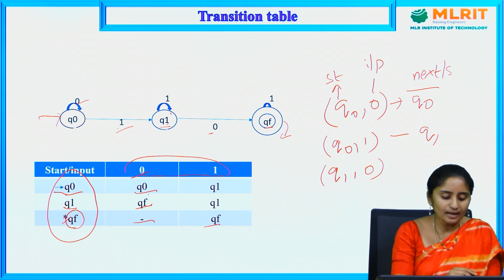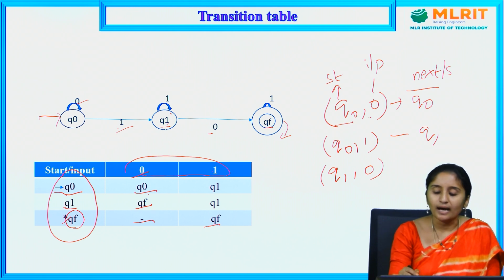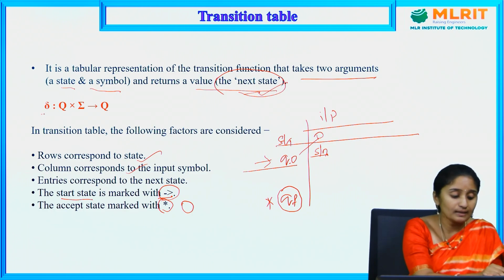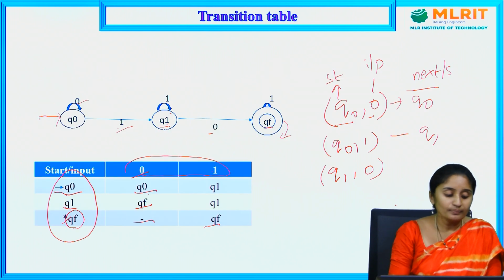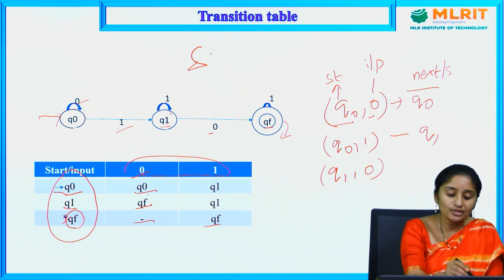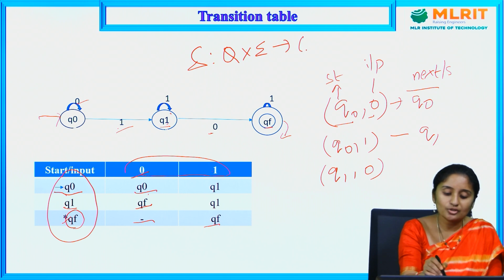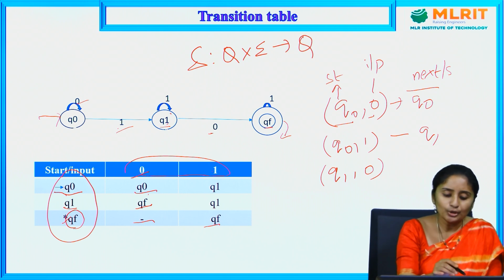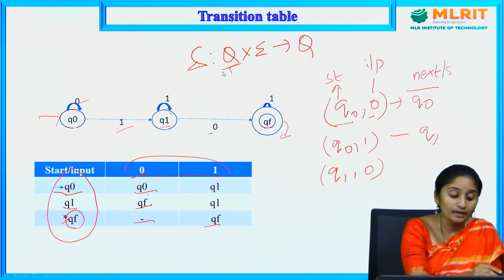So to construct a transition table, we should know the state and input and where it is moving, either to the next state or the same state. Same thing we have written here. 2 arguments are there. That is delta colon. This is the main thing. Transition table: delta colon Q cross sigma tends to Q. Q is, which we have seen, the 5 tuples. The first one is Q. Q holds the number of states.